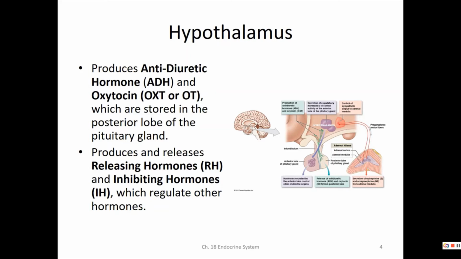Oxytocin. Either we will give it OXT or OT. Most of you in your field, if you go into healthcare, will probably see OT most of the time. That does not stand for overtime. It stands for oxytocin. And they are made in the hypothalamus, produced by hypothalamus. Remember, they are stored in the posterior lobe of pituitary. We'll talk more about that later on.